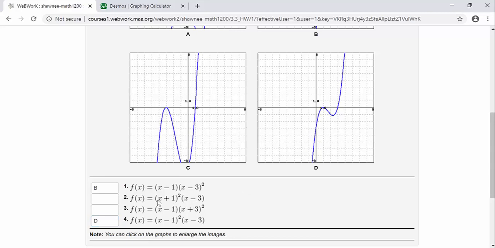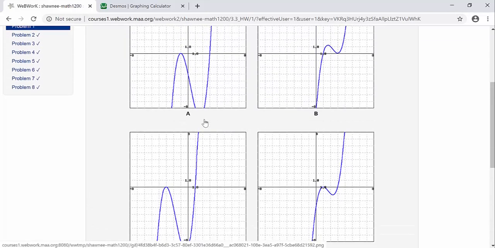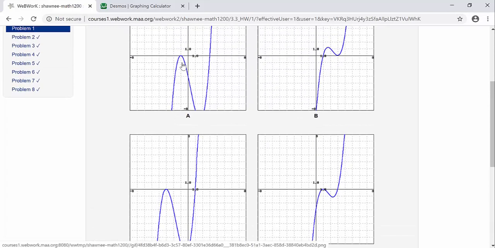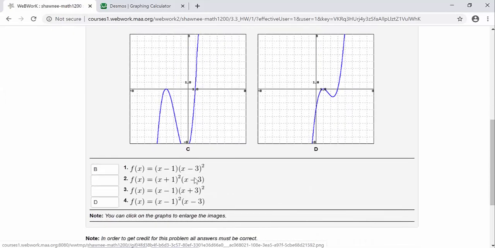Now let's look at function number 2. If x plus 1 is a factor, then negative 1 is going to be the x-intercept corresponding to this factor. So there's x plus 1, the quantity squared. So this function will have a double 0 at negative 1. And we have two graphs remaining, A and C. We see that graph A has a double 0 at negative 1. The graph looks like a parabola at negative 1. And there's another single 0 at x equals positive 3, and that matches up with this factor right here. So function 2 is graph A.